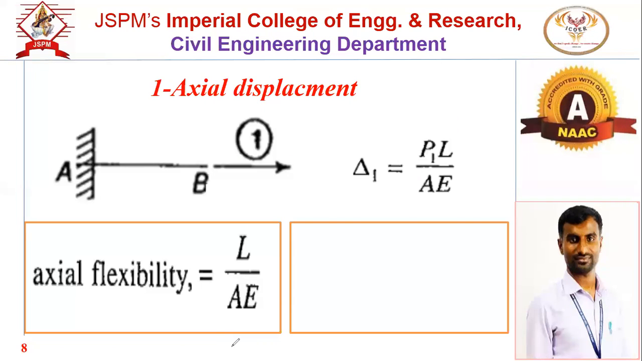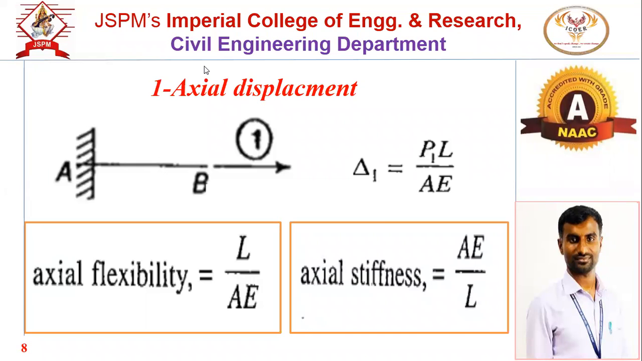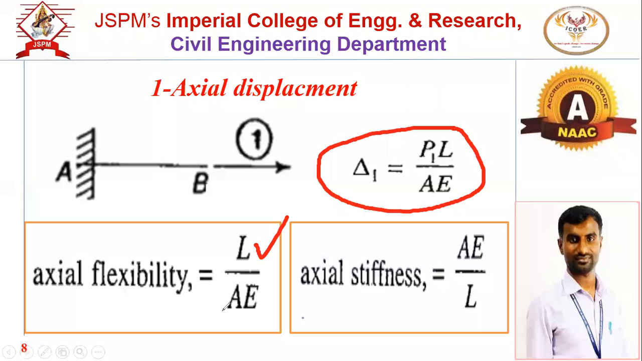Tell me, what do we know? Flexibility and stiffness are inverses. If the axial flexibility is L by AE, then the stiffness is AE by L. Yes, AE by L. Very good. So the axial stiffness will be AE by L. So these concepts are very, very important from the competitive exam point of view. So when the displacement is axial, displacement is given by PL by AE, the axial flexibility is given by L by AE, and the stiffness, the inverse of this, is AE by L. This is the first kind of displacement.